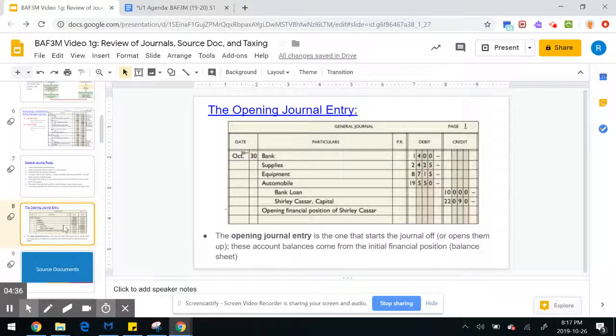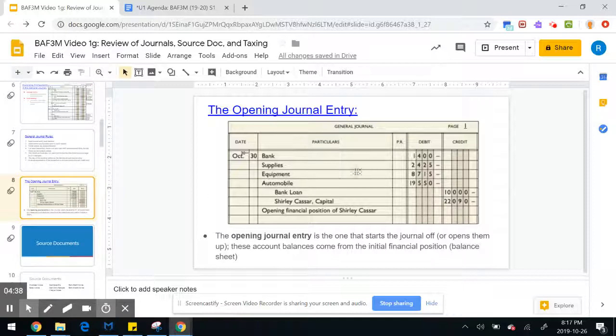The opening journal entry is sort of the last little concept you need to know here. So the opening journal entry is so simple. This is the one that starts the journal off, or we might say opens up the journal. You might hear it like that. These account balances come from the initial financial position. So this journal, where do you think this journal might be? What month do you think this journal might be for? The answer is it's probably the journal for November.